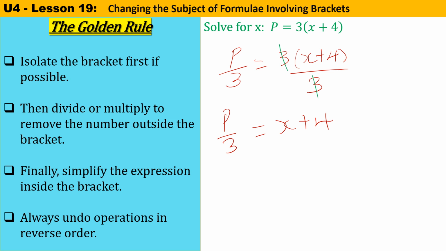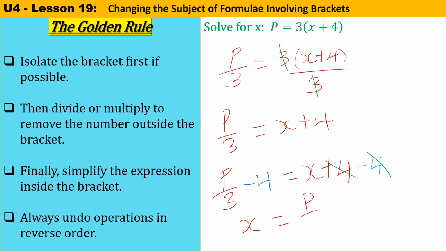And we are adding 4 here, so we do the opposite and we keep the balance. So our new equation is p over 3 minus 4 equal x plus 4 minus 4. And these two cancel out each other, so your answer should be x equal p over 3 minus 4. And that's that.